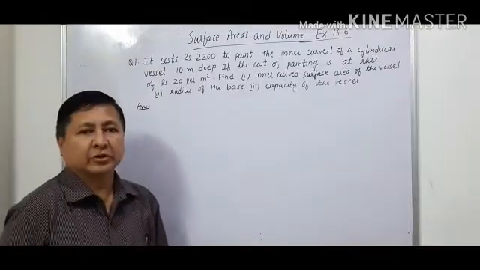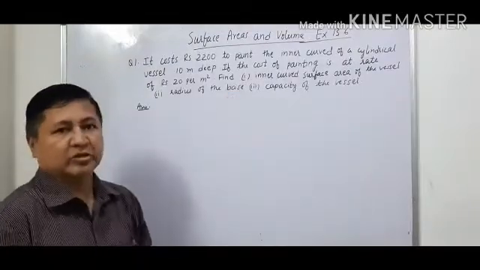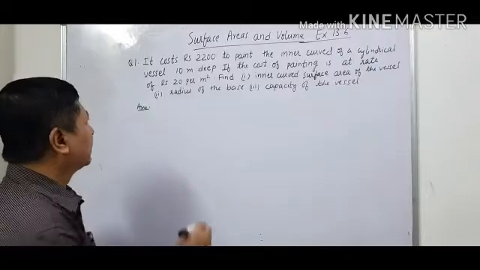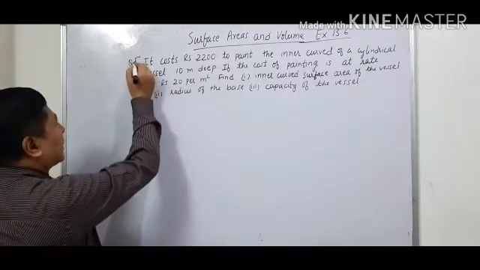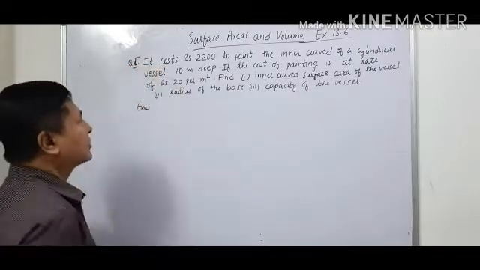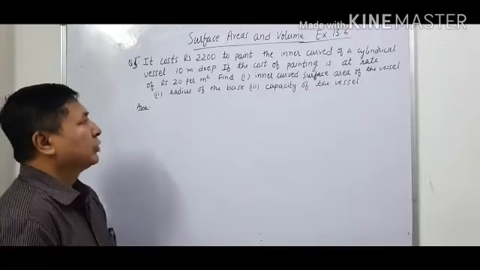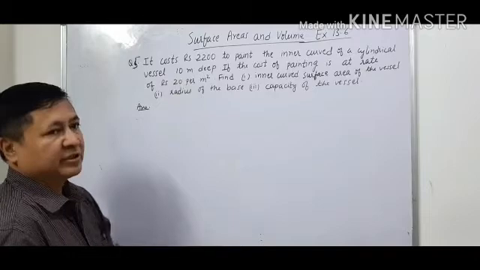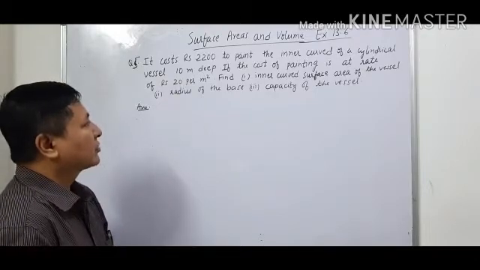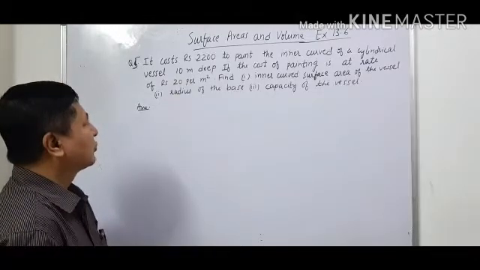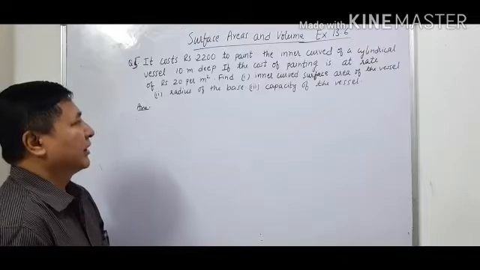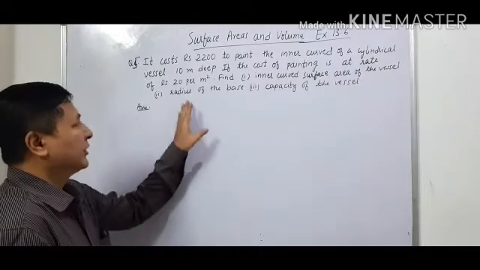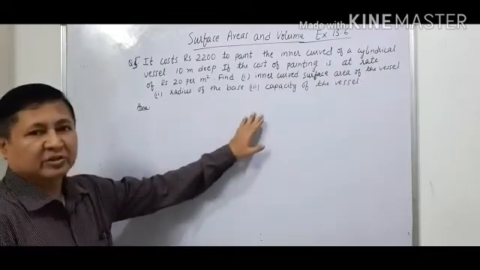Students, today we are going to take exercise 13.6, question number 5. It costs rupees 2200 to paint the inner curved surface of a cylindrical vessel 10 meter deep. If the cost of painting is at the rate of rupees 20 per meter square, find the inner curved surface area, radius of the base and the capacity of the vessel.